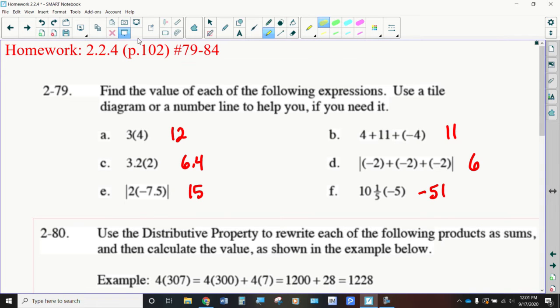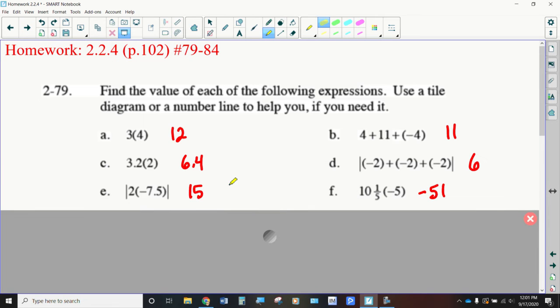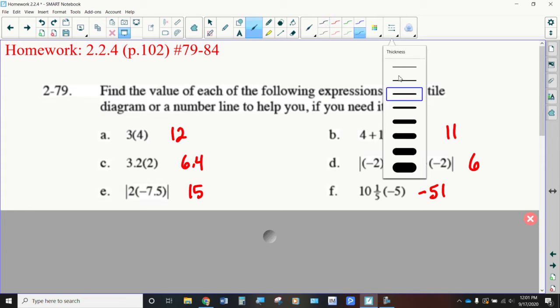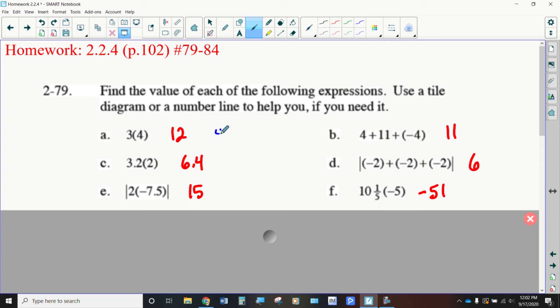All right, so let's take a look. I'm going to put my little screen down here. Find the value of each of the following expressions. All right, so let's do this. This is a multiplication problem, so it's 3 times 4. If you were to expand it out, it's literally telling you to take the number 4 and add it repeatedly 3 times, and that's how you get 12 for an answer.